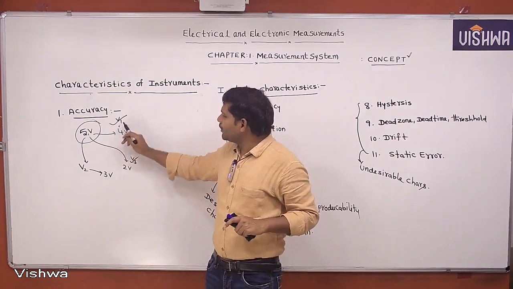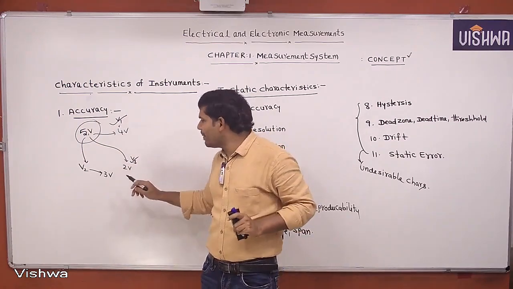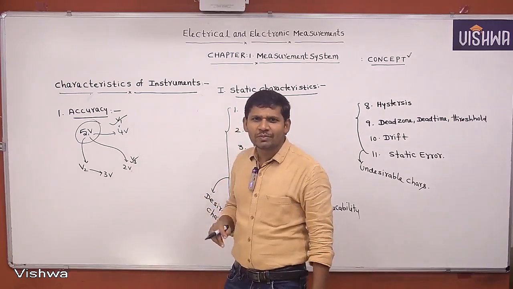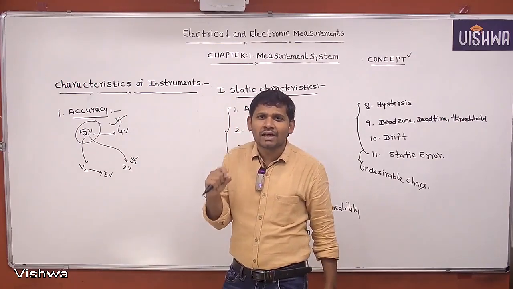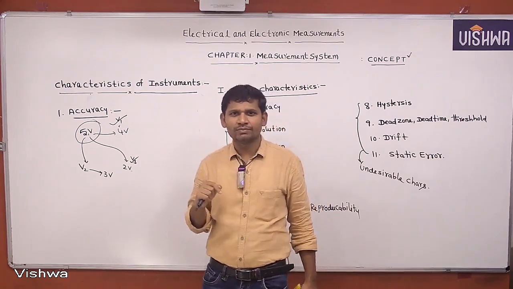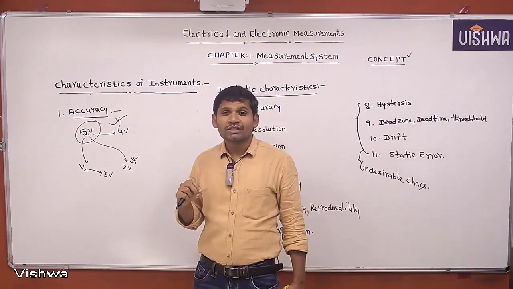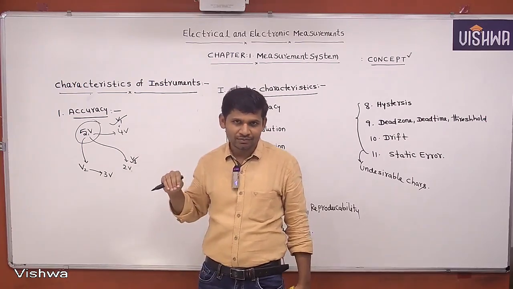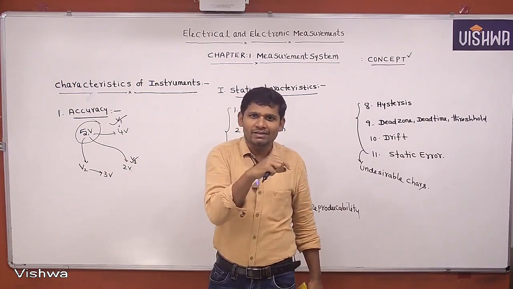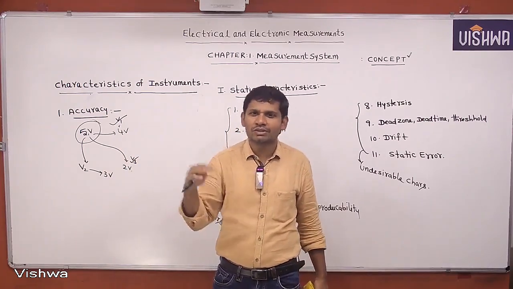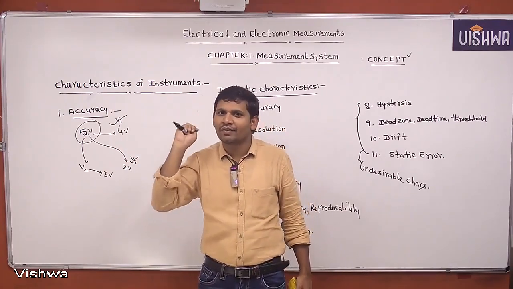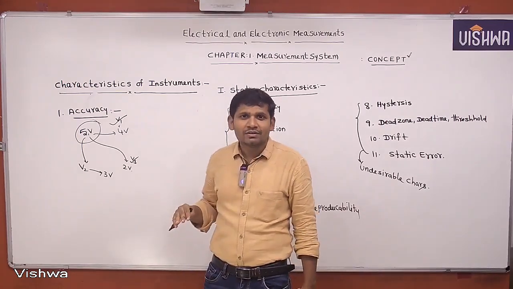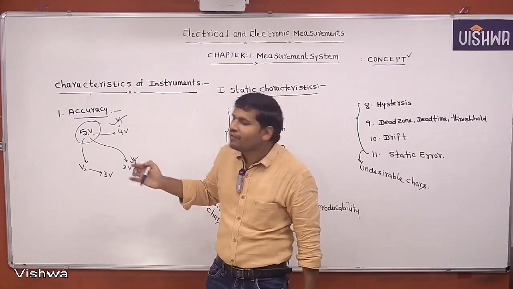Then it is more accurate, it is less accurate. How are we telling? By comparison of measured value with the true value. That means how to define accuracy: it is the degree of closeness of measured value with the true value. Important. The questions are framed based on the definitions itself. The accuracy is defined as, resolution is defined as, like that questions are framed. That's why mainly concentrate on the definitions also. One definition of accuracy: it is the degree of closeness of measured value with the true value.